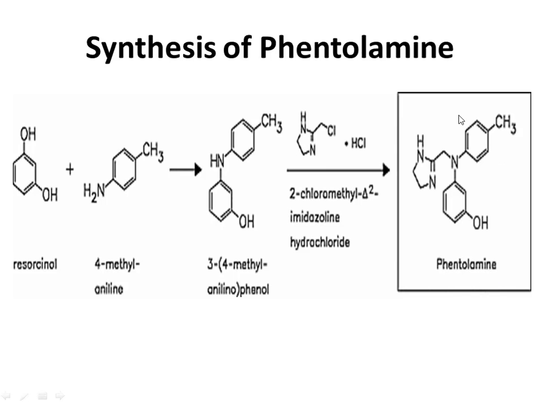Closely observing this structure of phentolamine, we can find out from where these fragments come. This section comes from this resorcinol. This second section comes from this aniline, and this third section, that is the imidazoline ring, comes from this imidazole compound. So we can easily divide this structure in three sections and it can be helpful to rewrite this synthesis.